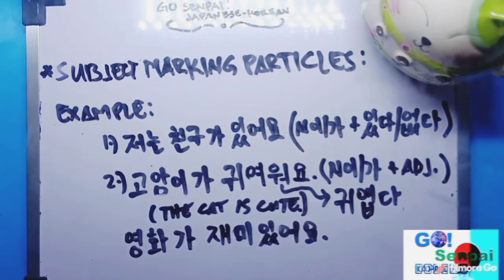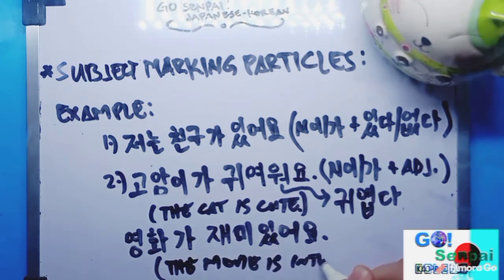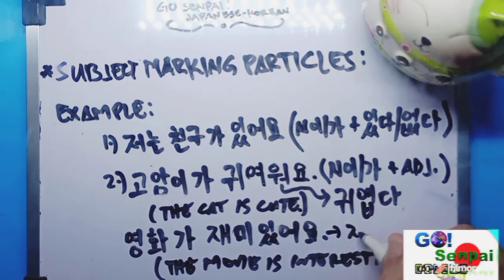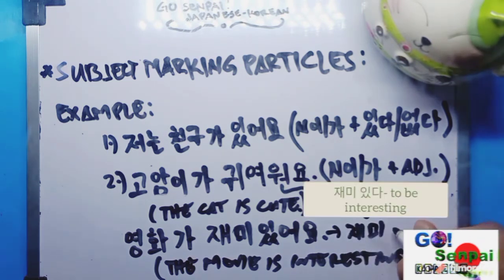Another example, 영화가 재미있어요. The movie is interesting. Our noun here is 영화, or movie. It ends with a vowel, so we use 가. And then our descriptive verb is 재미있어요. Basic form is 재미있다.